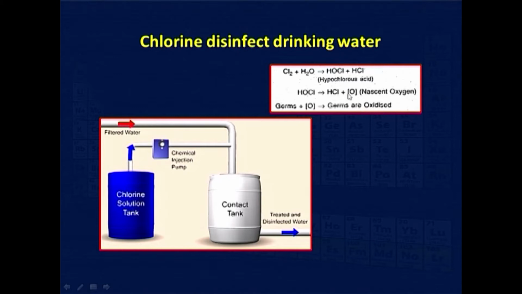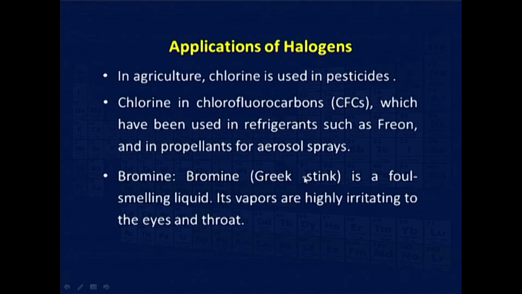So, this is the three-way action of the bleaching powder. Firstly, bleaching powder forms chlorine, and then chlorine forms hypochlorous acid and nascent oxygen, and that is the way the purification of water takes place. In agriculture, chlorine is used in pesticides. Chlorine is used in chlorofluorocarbons, which have been used in refrigerants such as Freon and as propellants for aerosol sprays.